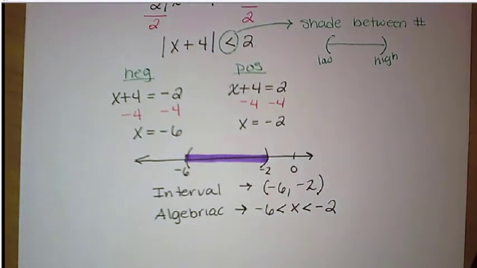So when you're thinking about shading between or shading on the outside, remember, if it's less than, you're going to shade between the two numbers, and if it's greater than, you're going to shade on the outside. That means when you're doing a less than problem, you're going to have one interval notation and one algebraic notation, that's that compound inequality. And when you're doing a greater than, you're going to shade on the outsides, so that's going to give you two interval notations and two algebraic notations. It's really going to help if you remember those as you're working through these problems.